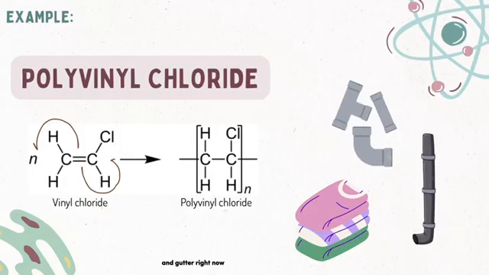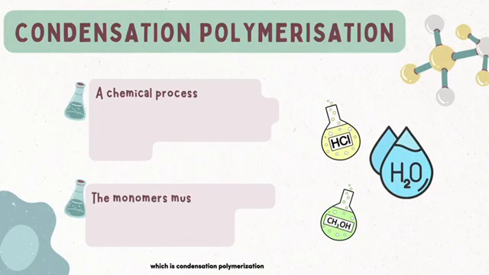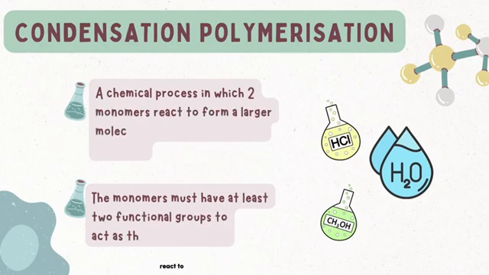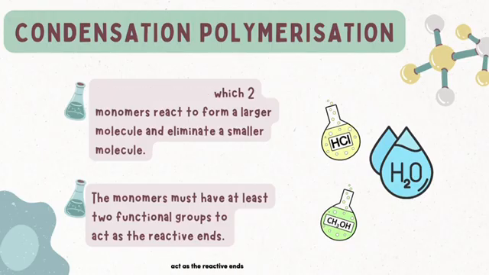Right now, we have another polymerization process, which is condensation polymerization. Condensation polymerization is a process in which two monomers react to form a larger molecule and eliminate a smaller molecule. The process is different from addition polymerization, since we need to eliminate water, HCl, or methanol. The monomer must have at least two functional groups to act as the reactive ends.